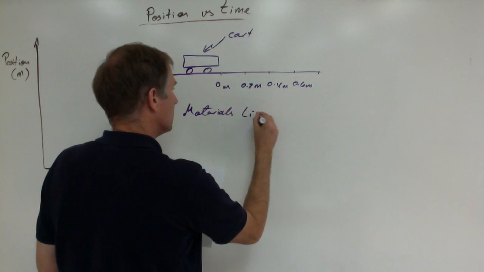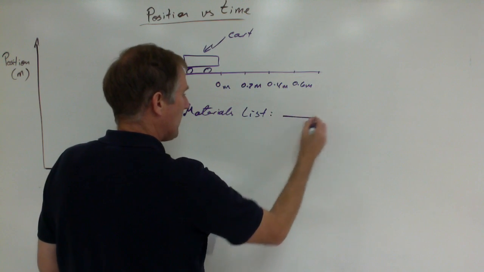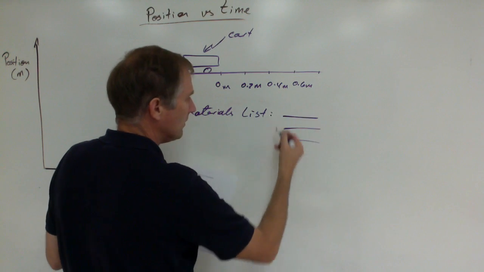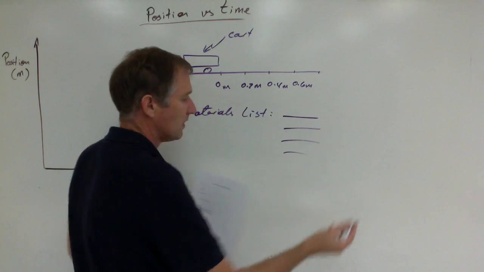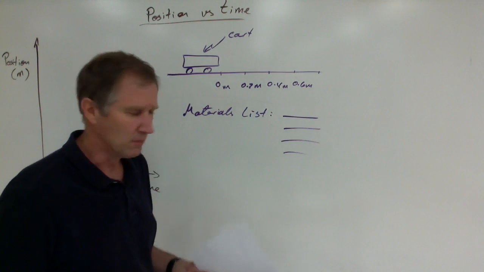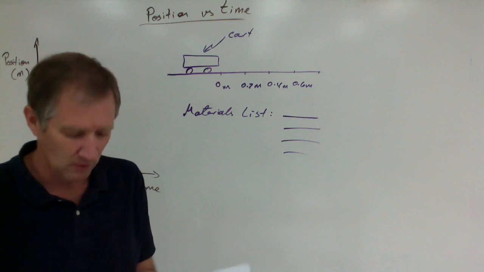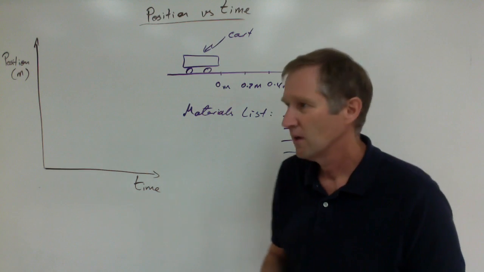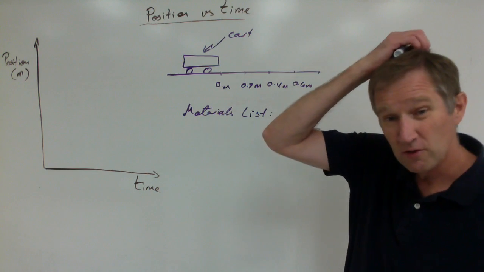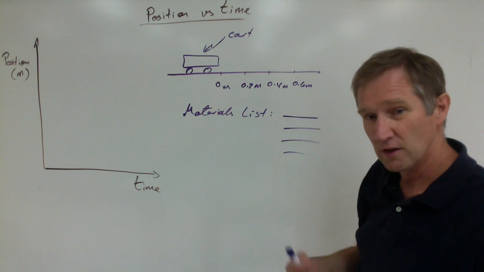Materials list. And you just want to write them out. What did you have? You know, meter stick, lab cart, stopwatch. Write them out. Don't draw them. Write them out. Everything that you would need to do this lab. Your target audience for a lab is somebody who maybe wasn't present but could look at your lab and know what you did and recreate your lab.